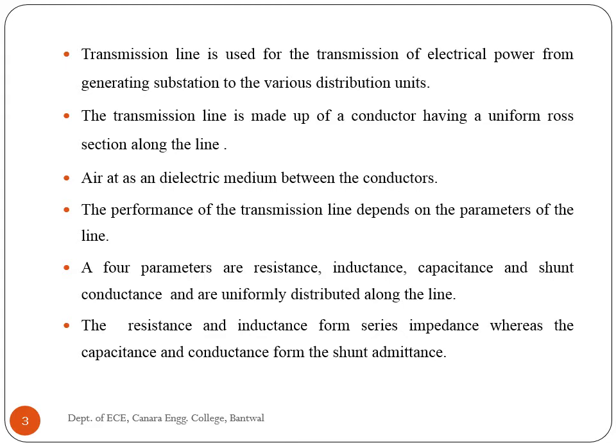The performance of transmission line depends on the parameters of the line. The transmission line has mainly four parameters: resistance, inductance, capacitance, and shunt conductance. These parameters are uniformly distributed along the line. Hence, it is also called the distributed parameter of the transmission line. The inductance and resistance form series impedance, whereas the capacitance and conductance form the shunt admittance.